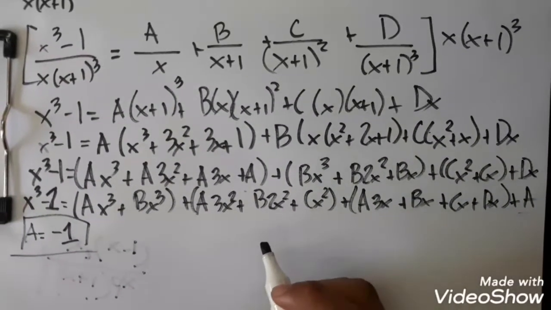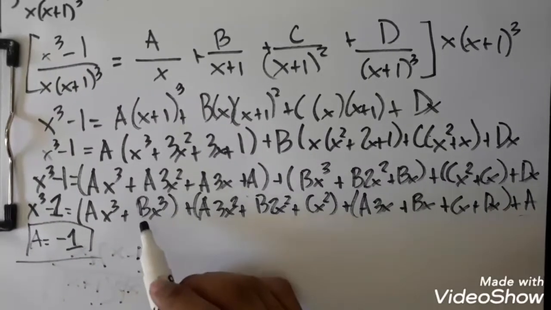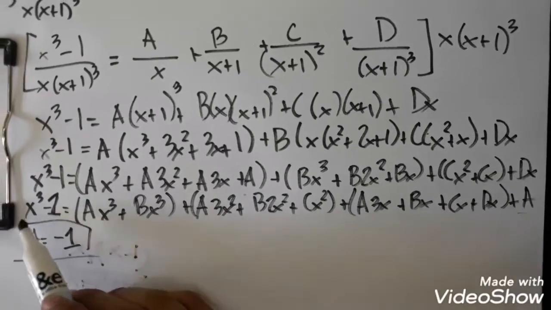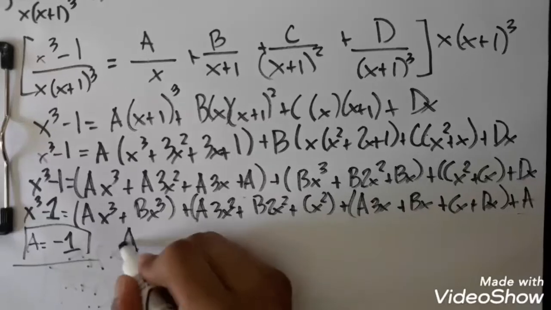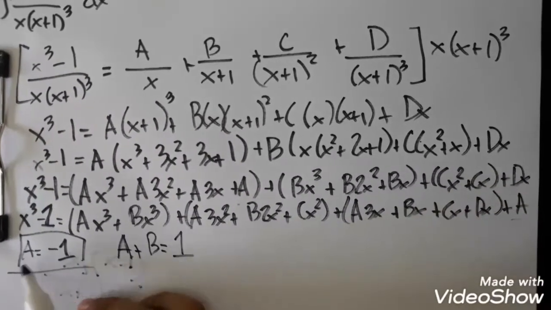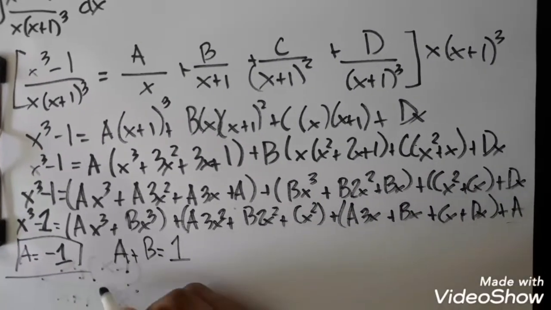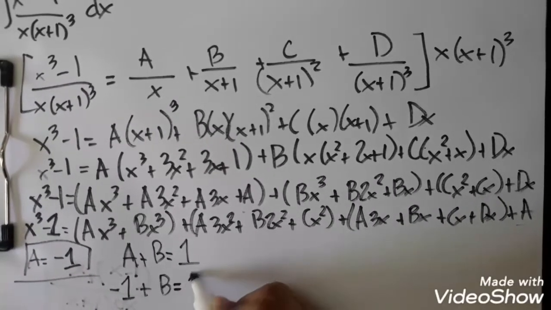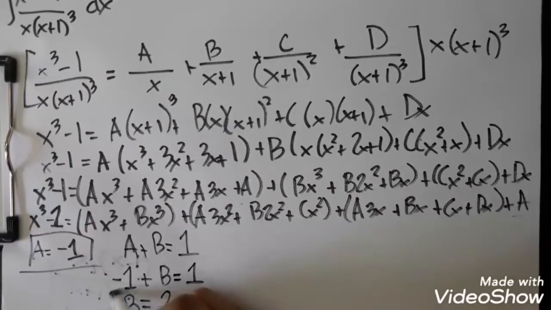And then we will solve for the value of b. And in here we can see that ax cubed plus bx cubed have the same variable with the same degree on the left, in which we can say that a plus b is equal to 1. Now that we have the value of a, which is -1, we can directly substitute it into this equation, which will be -1 plus b is equal to 1. And then we will have a value for b, which is 2.